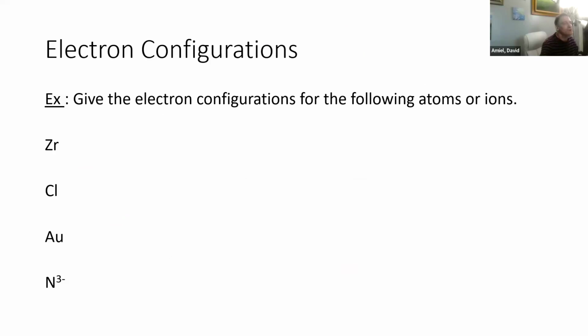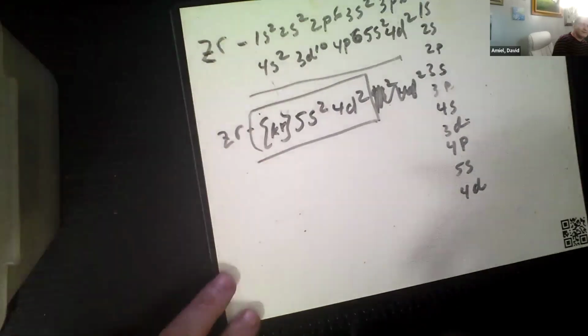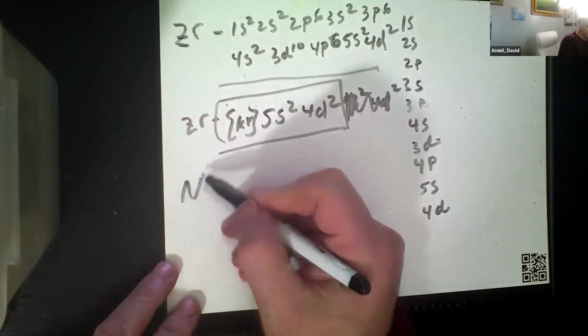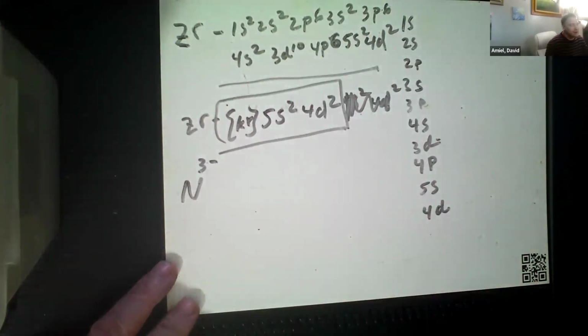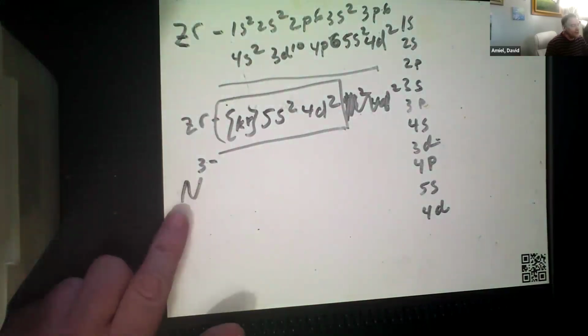Let's do chlorine. We can do N triple minus. This is now an ion. N triple minus. Okay, a couple of ways to do this.